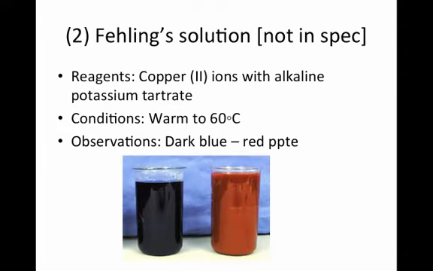Second one is to use Fehling's solution, which contains copper 2 ions with an alkaline potassium tartrate. You don't need to know what that is. Warm it to 60 degrees, and it will go from this dark blue to this red colour as you get a red precipitate.